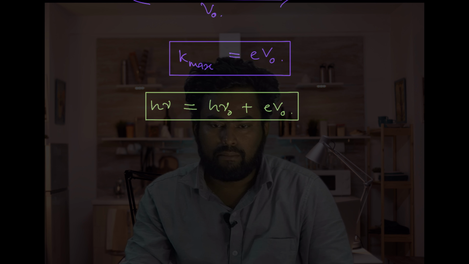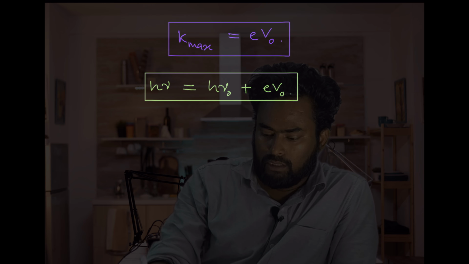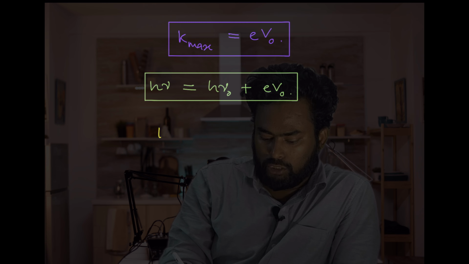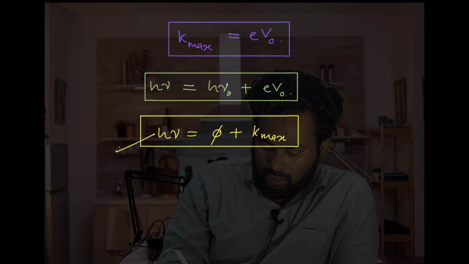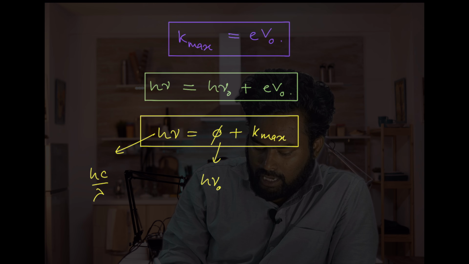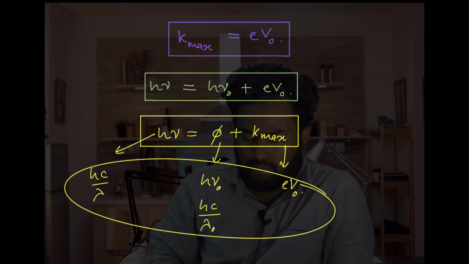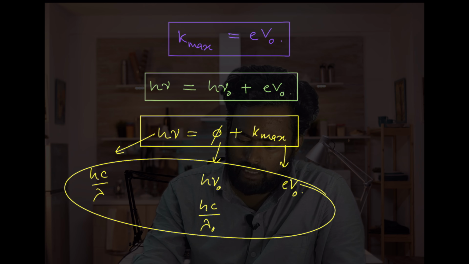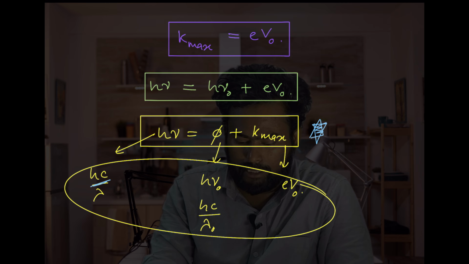So multiple formats can be given for the formula, and you do not have to worry about the format. You just remember the basic equation and how to convert each of them. The basic equation is h nu equals phi plus k max. This h nu can be written as hc by lambda also. This phi can be written as h nu naught or hc by lambda naught also, and k max can be written as eV naught. Now you see the permutations and combinations, how many possible equations there are, but you do not need to remember those equations. Simply you can replace the values and you can get it.